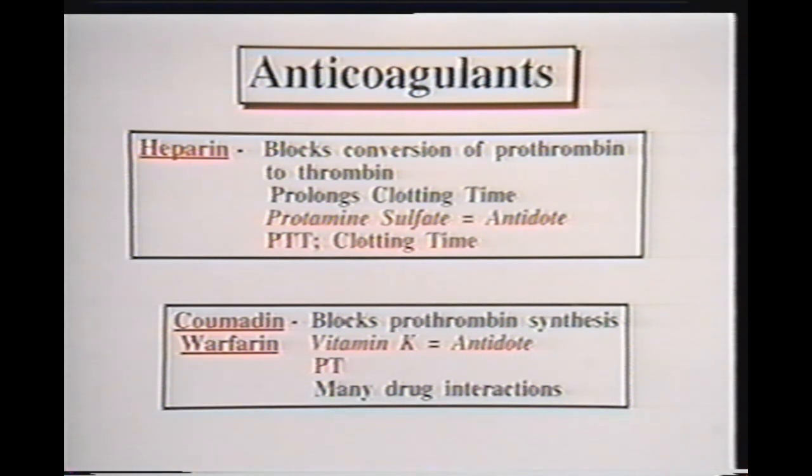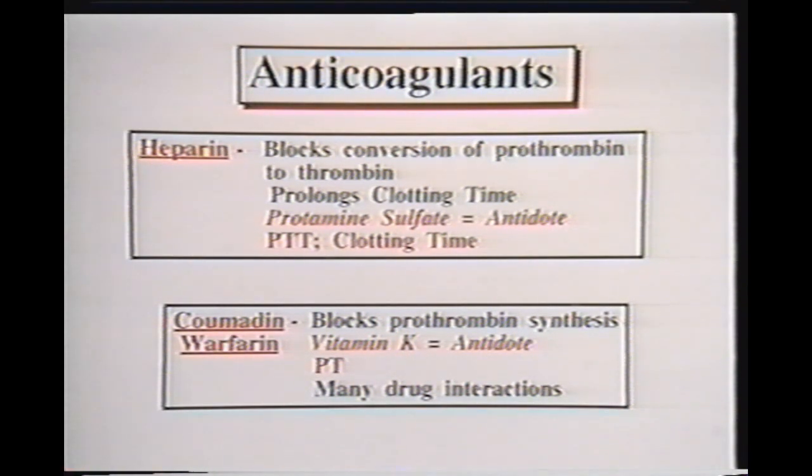Heparin blocks the conversion of prothrombin to thrombin and therefore prolongs the clotting time. Heparin has to be given parenterally, either IV or sub-Q, because it's destroyed by the gastric juices. So that means if you took it by mouth, it would have no effect. The antidote for heparin is protamine sulfate, another must-know piece of information. And diagnostic tests used to monitor the effectiveness of heparin are PTT and APTT, activated partial thromboplastin time.